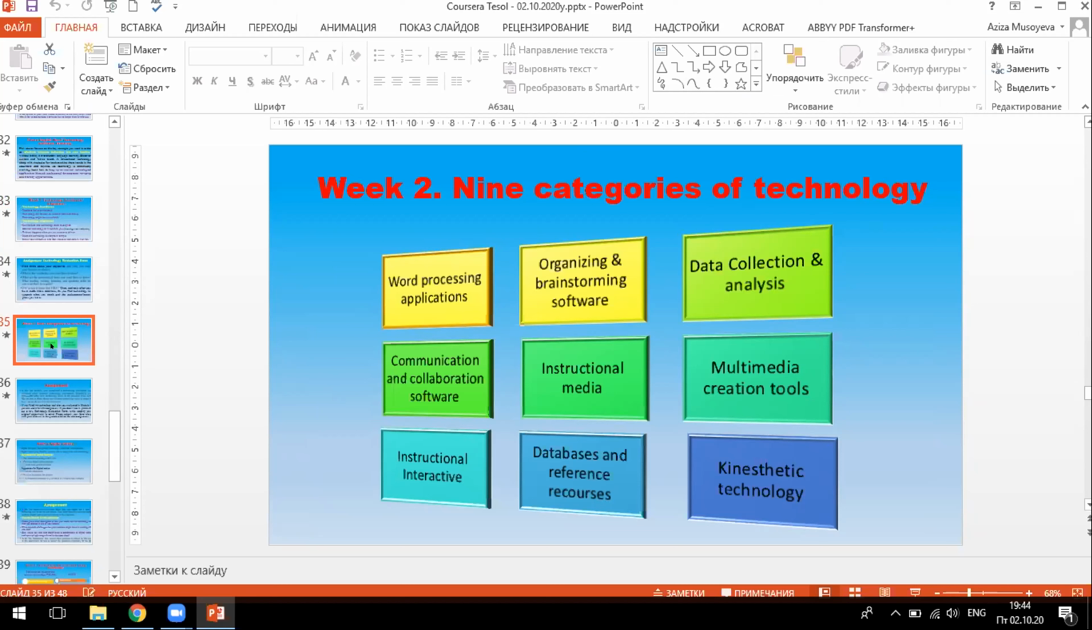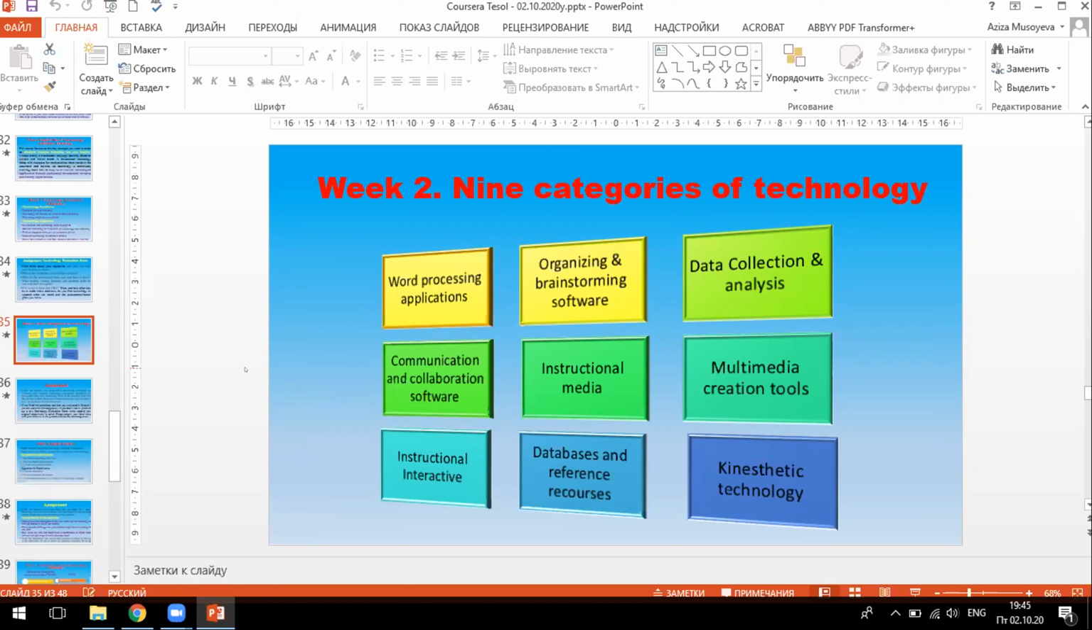And the sixth one is multimedia creation tools. It can be PowerPoint, Prezi.com, iMovie, or blogs, vlogs, VoiceThread, Keynote. These kinds of technologies are multimedia creation tools. And the seventh is instructional interactives. It allows students to play games, especially Duolingo. I think many of you know about Duolingo. Or it can be English Central, Voxy, Mathboard, and others.